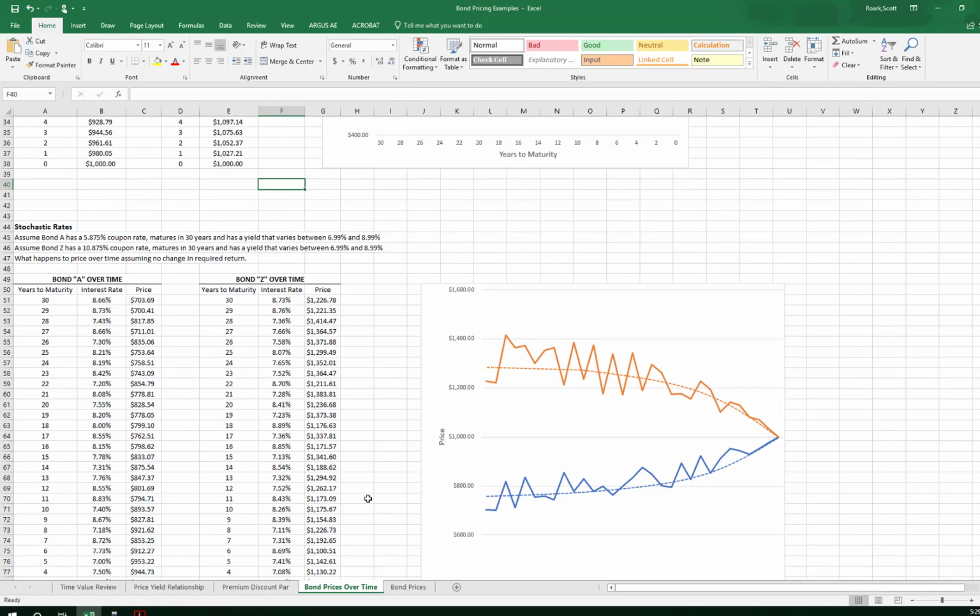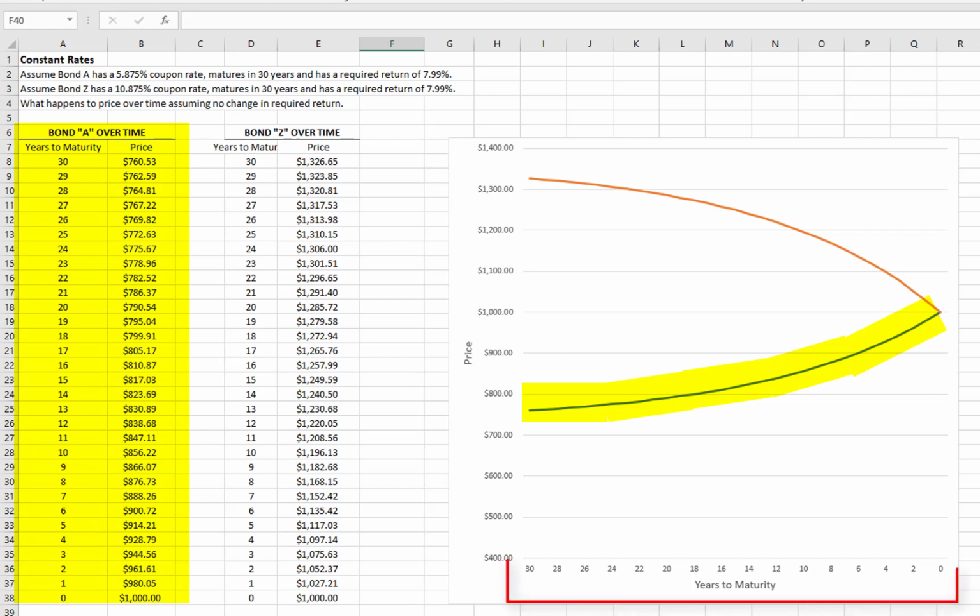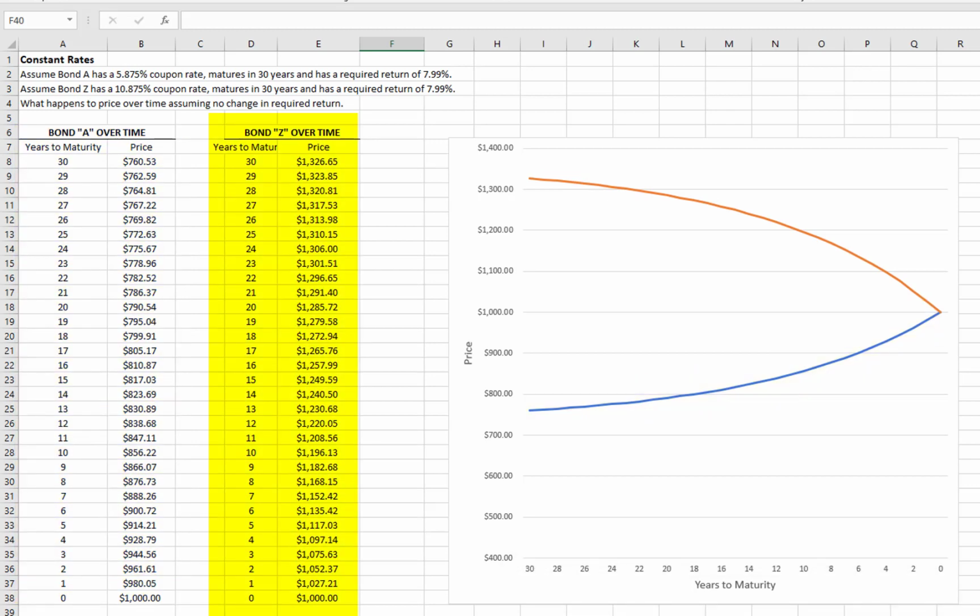Here, bond prices over time. Up above, we have no yield to maturity changes. So I've got two different bonds. Bond A is a discount bond, and you can see it's this portion in the bottom here. It's increasing in value as we get closer to maturity. The time to maturity is down on this bottom axis. And bond Z is a premium bond, and it is moving down in value. It's getting closer to par value as time moves on. So we've got the bonds converging to par value of $1,000 as we get closer and closer to maturity.